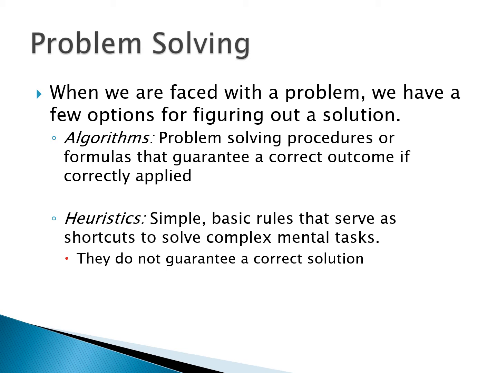So think about if you've ever seen a movie where they're trying to crack the code to a safe or something, right? They're using an algorithm, and eventually every single possible answer will come up, and eventually you'll get it. Well, sometimes you don't have time for that, right? So you use something called heuristics. Heuristics are simple, basic rules that serve as shortcuts to solve complex mental problems or mental tasks. But these do not guarantee a correct solution. You're probably going to get the correct answer, but it's not guaranteed.